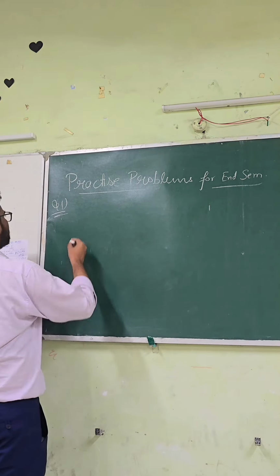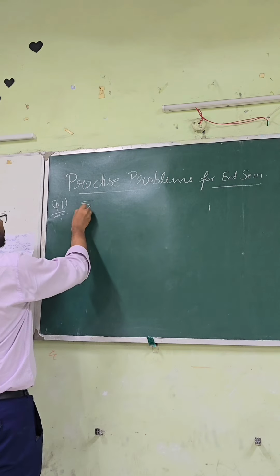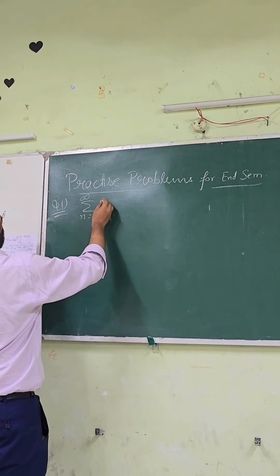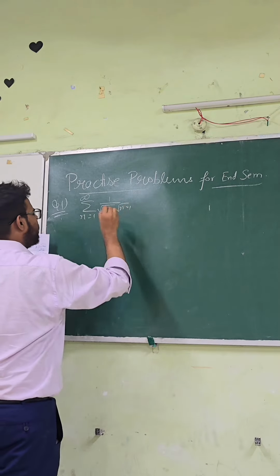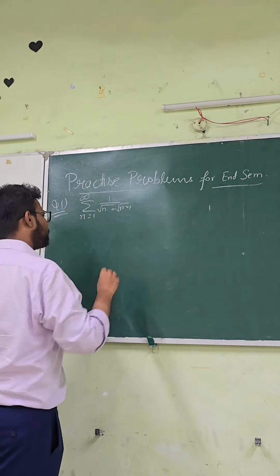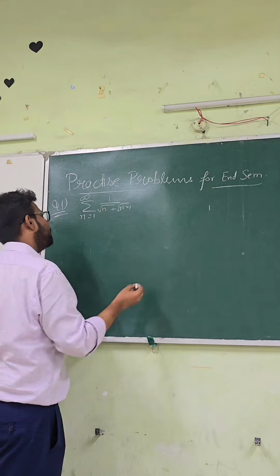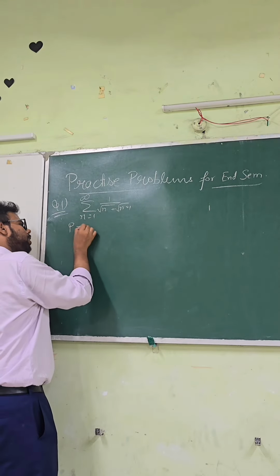Let's see question number one. We have to check the convergence of the sum from n equals 1 to infinity of 1 upon root n plus root n plus 1. We have to check the convergence of this. So how do we do this? Well, in this we apply the p-test.